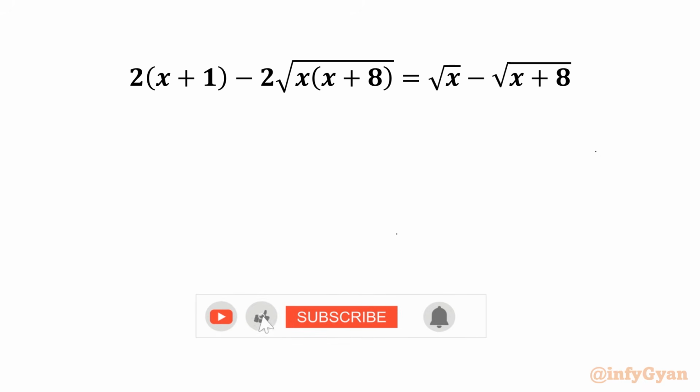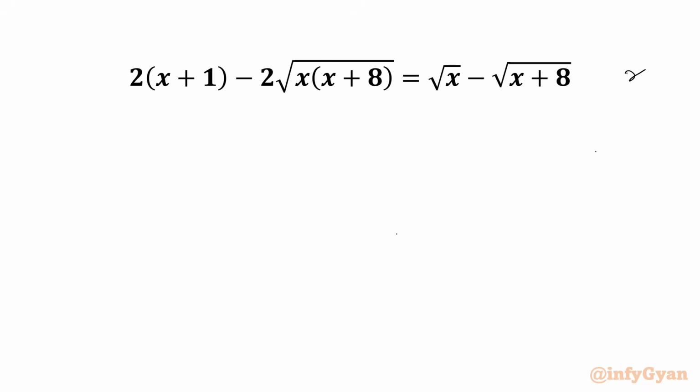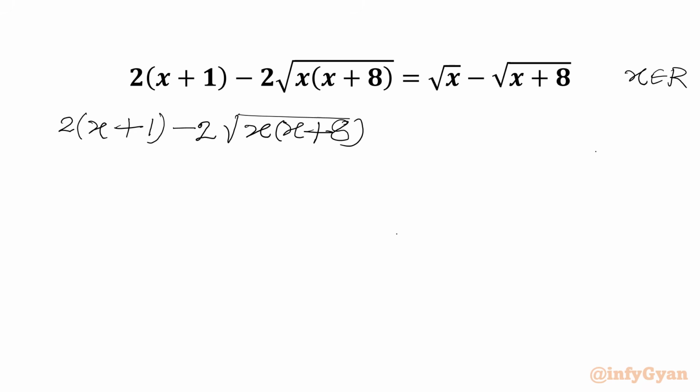Today in this video we have one very interesting and challenging radical equation which we will be solving for the real values of x. So let's get started. We'll write all the terms to LHS first. So we can write 2 times (x plus 1) minus 2 times square root of x times (x plus 8) plus square root of (x plus 8) minus square root of x equal to 0.